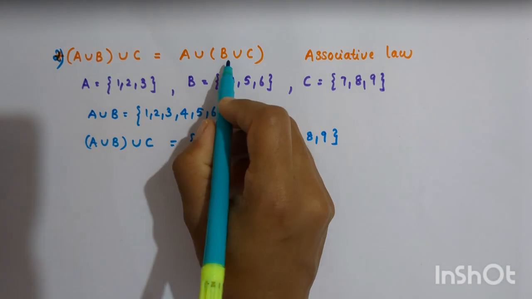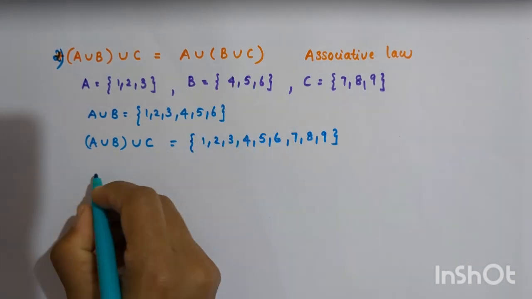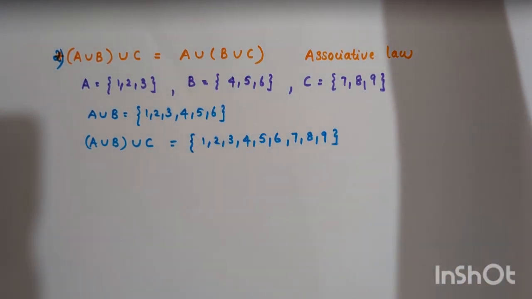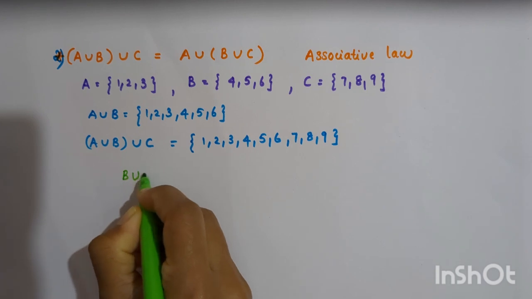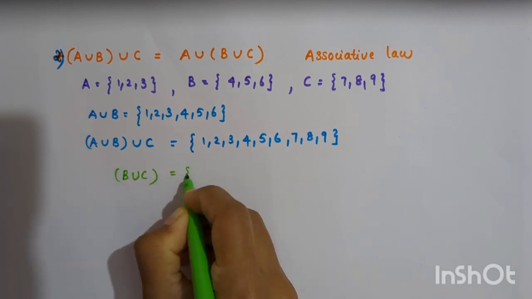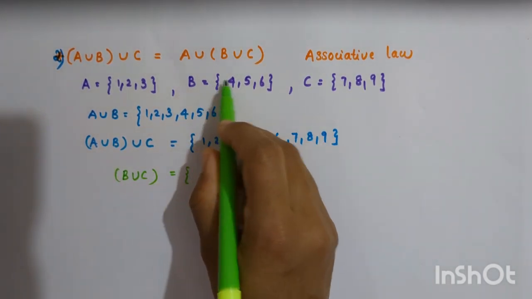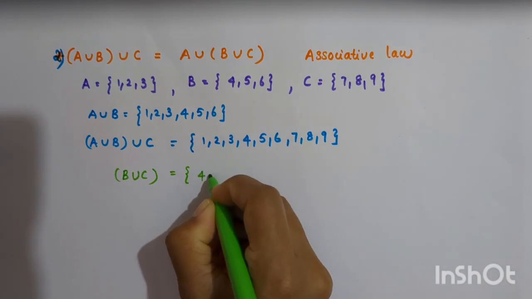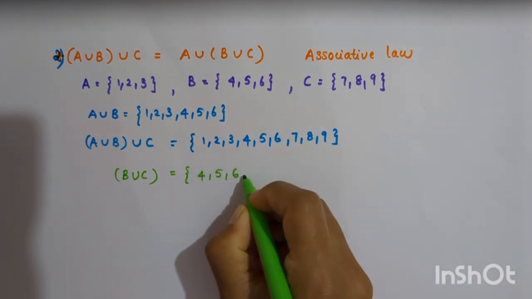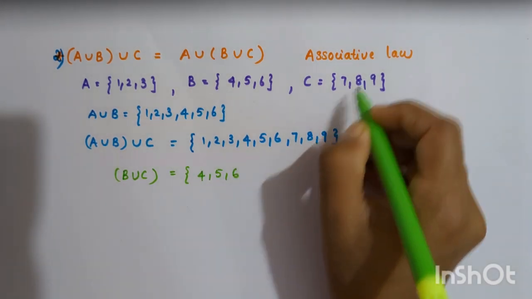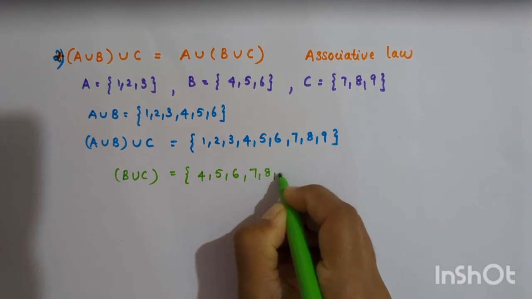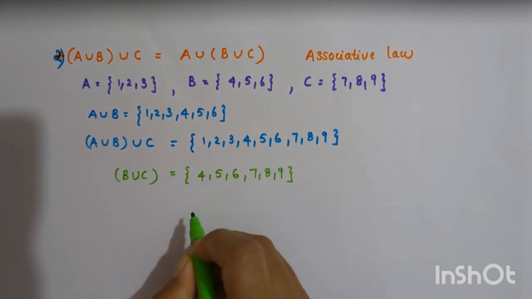Now let us see what is B union C. Alright. So B union C, we have to write all the elements in set B. So 4, 5, 6. And we have to write all the elements in set C. So 7, 8, 9. So this is B union C.